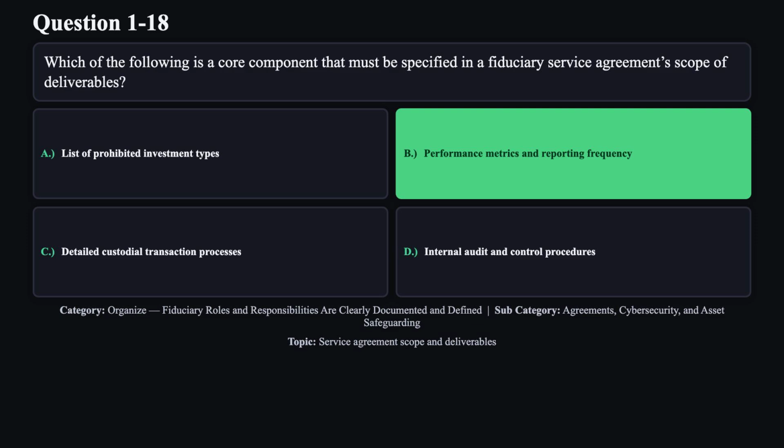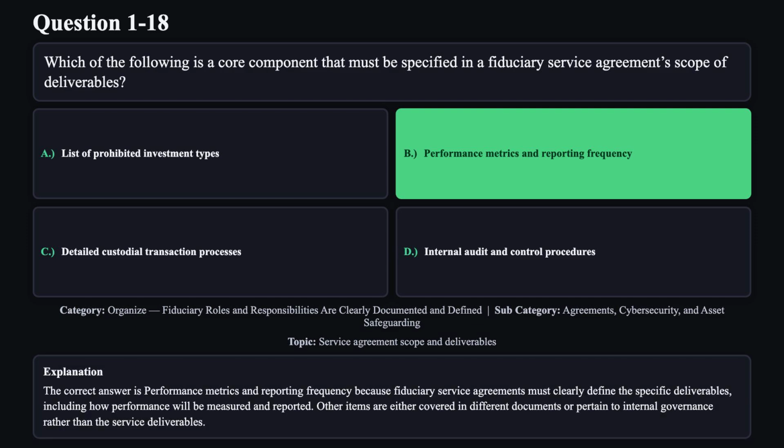The correct answer is B. The correct answer is performance metrics and reporting frequency because fiduciary service agreements must clearly define the specific deliverables, including how performance will be measured and reported. Other items are either covered in different documents or pertain to internal governance rather than the service deliverables.